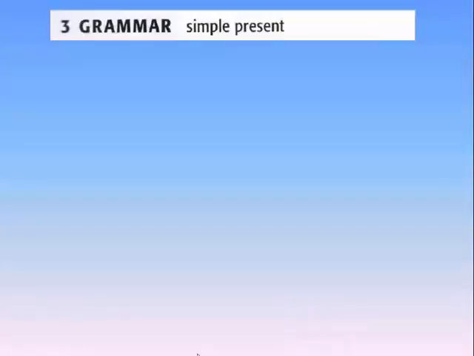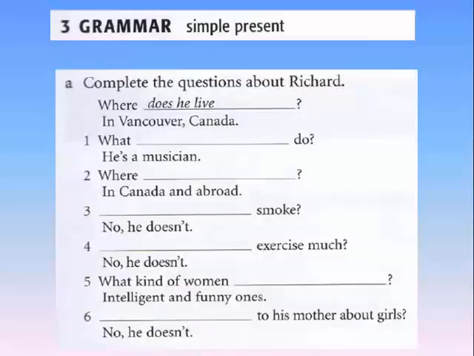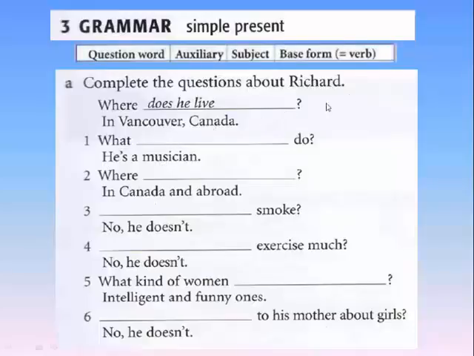3. Grammar point. Simple present. Before we review the simple present in affirmative and in negative, let's review the questions for simple present that we studied in the previous unit. Here we have 6 exercises. Each exercise is an incomplete question and an answer. You need to complete the question. To be able to complete the question, you need to read the answer and think what is the question. And make sure that you follow our chart.